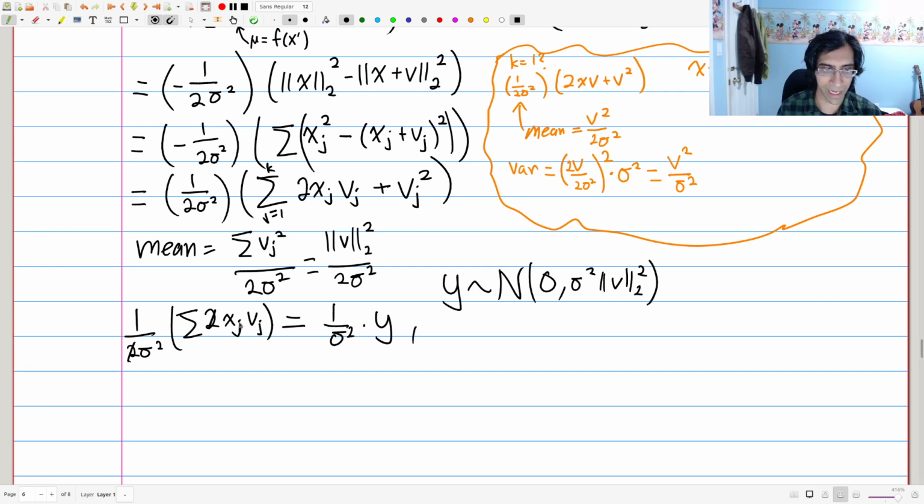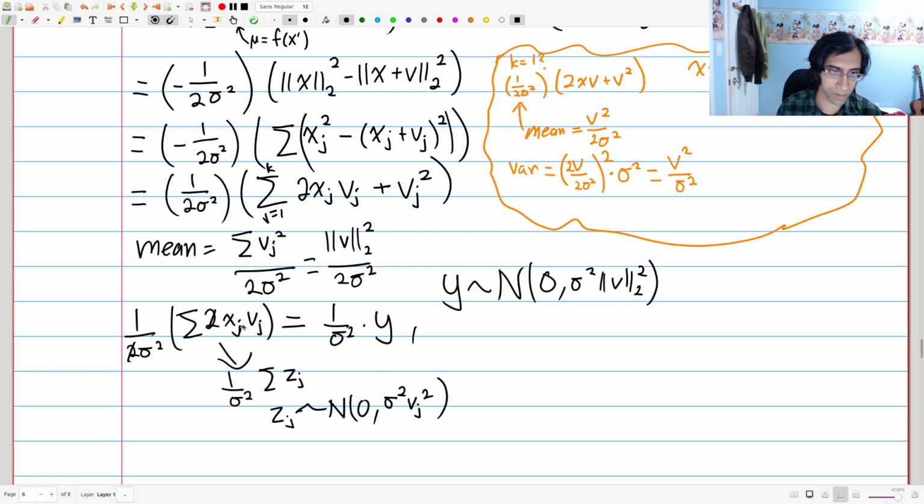And where does this come from? Again, it's just by saying that each individual component... let me do this step by step. So this can be written as the following. This is 1 over sigma squared times a summation of x. Let's write this as another new variable, zj, where zj is distributed as N(0, sigma squared times vj squared).